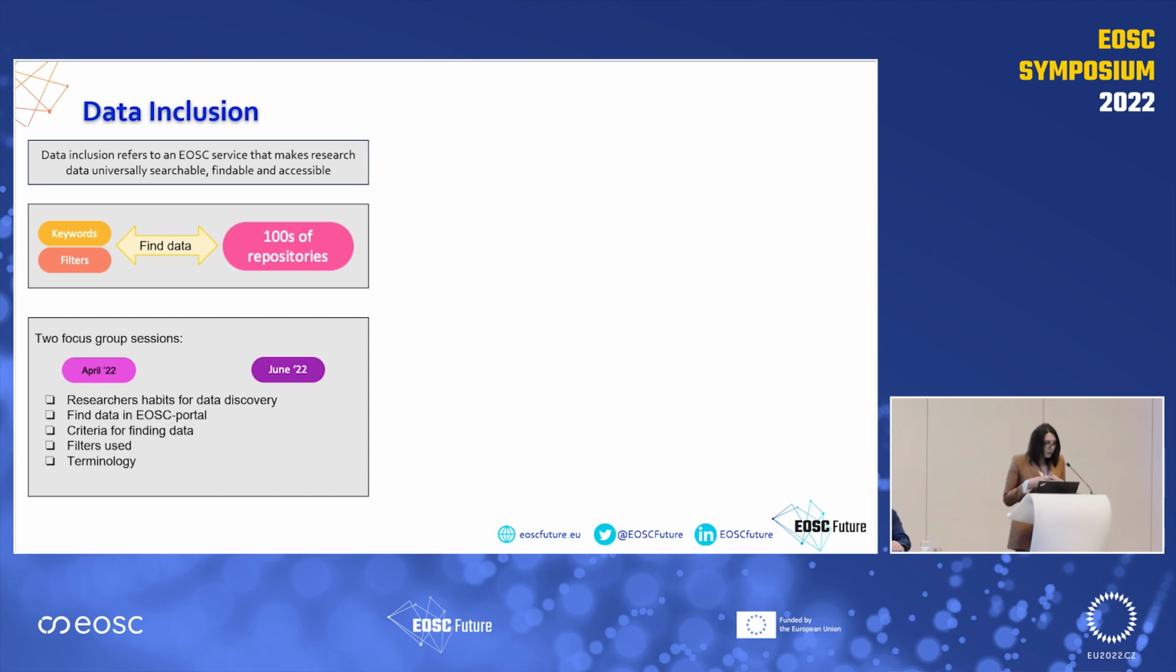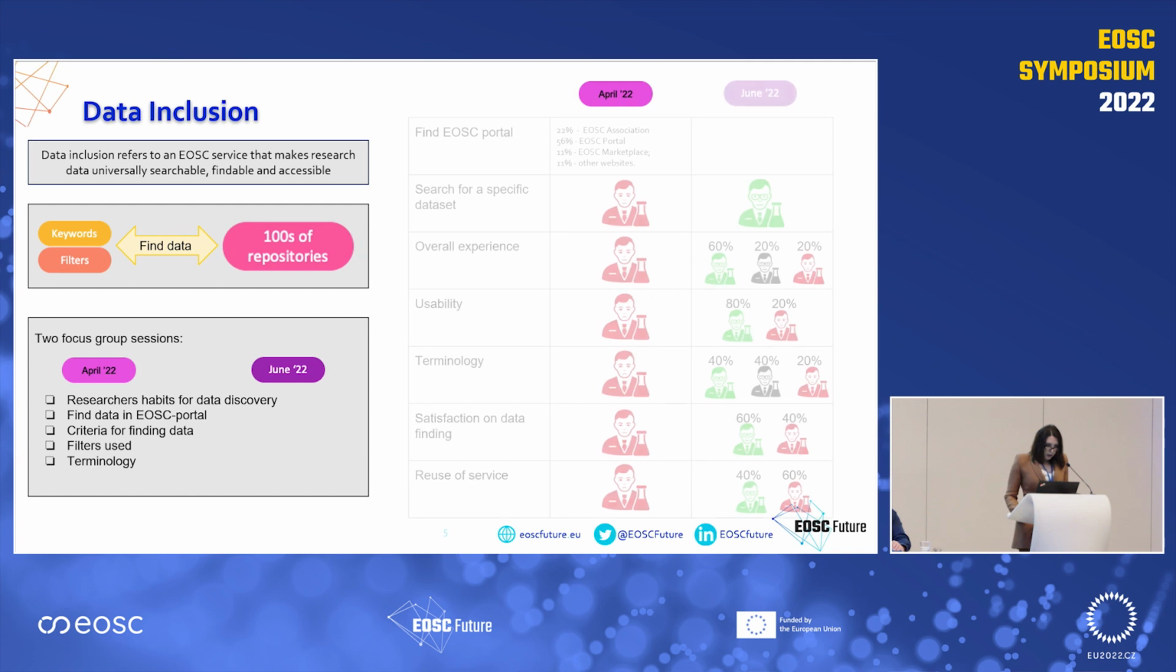So we wanted, first of all, to know what are the researchers' habits for data discovery. What do they use to find data? Then we asked them to find a specific data set in the portal. We wanted to know about the criteria of finding data, what kind of filters they used, and the vocabulary that is presented in the portal. These are the results.